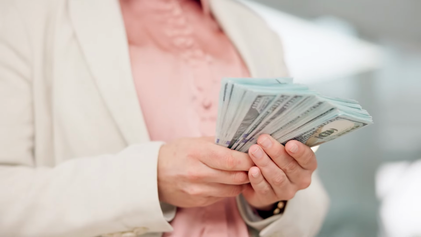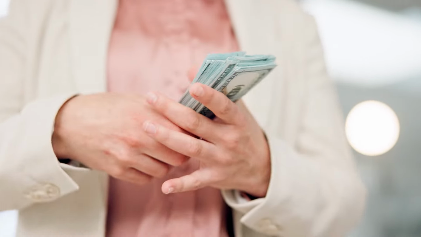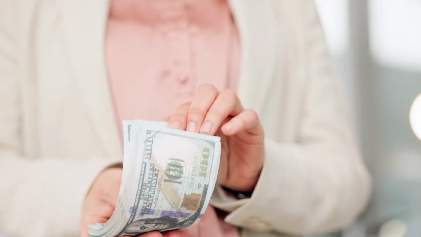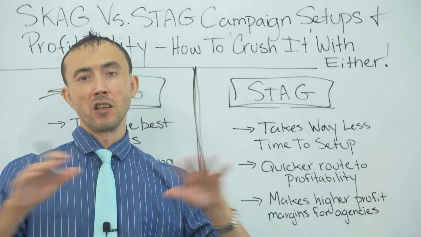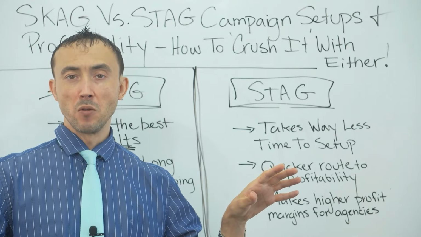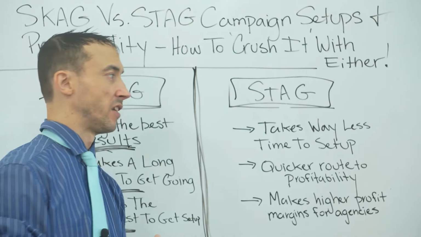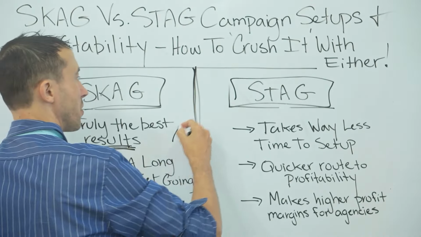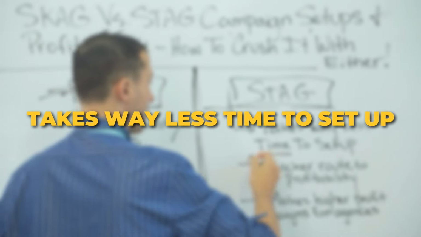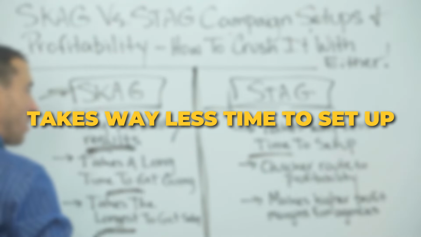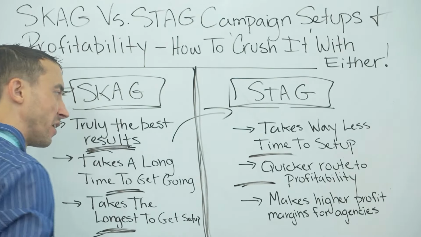Yes, you're going to have to spend some money up front, not only in the setup, but the time it's going to take for Google to properly evaluate your setup, given that you're spreading out your clicks over many, many different ad groups, but it's worth it at the end of the day, like I said. Now, the opposite end of this, in terms of the STAG campaign setups, it takes way less time to set up, which is the main benefit of doing it, and a quicker route to profitability, like I said.